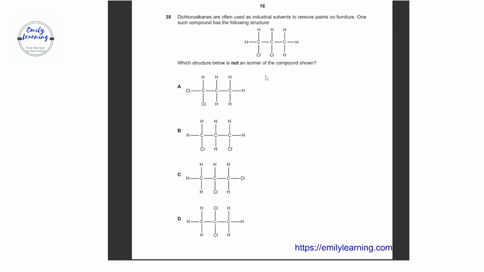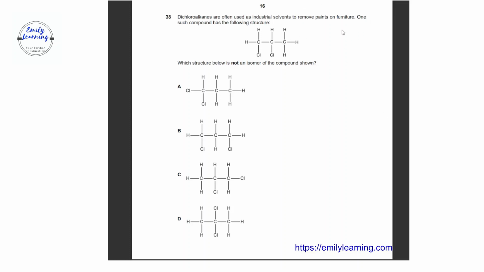Okay, next, dichloroalkenes are often used as industrial solvents to remove paints or furniture. One such compound has the following structure. Which structure below is not an isomer of the compound shown below? So to do this question, let's look at what are isomers. Isomers basically have the same formula but different structural formula.